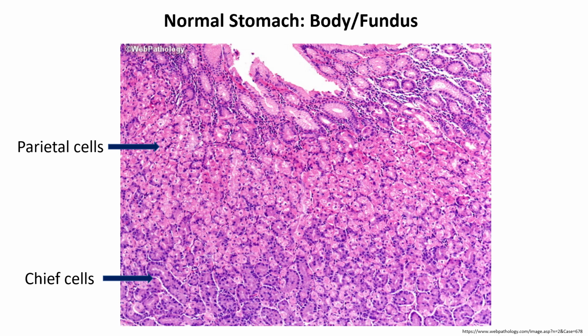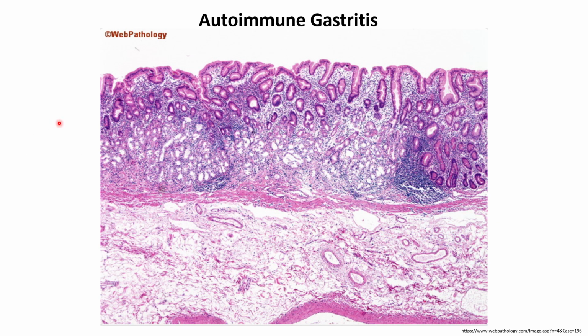This is a picture that I showed you in the beginning of this lecture of the normal body or fundus of the stomach. Note the abundance of the parietal cells that are present. By comparison, if we look at this picture from a patient with autoimmune gastritis, we do not see the parietal cells that we saw in the normal stomach. So there is loss of parietal cells. So there is gastric atrophy. And this is more evidenced by the thinning of the fundic mucosa.